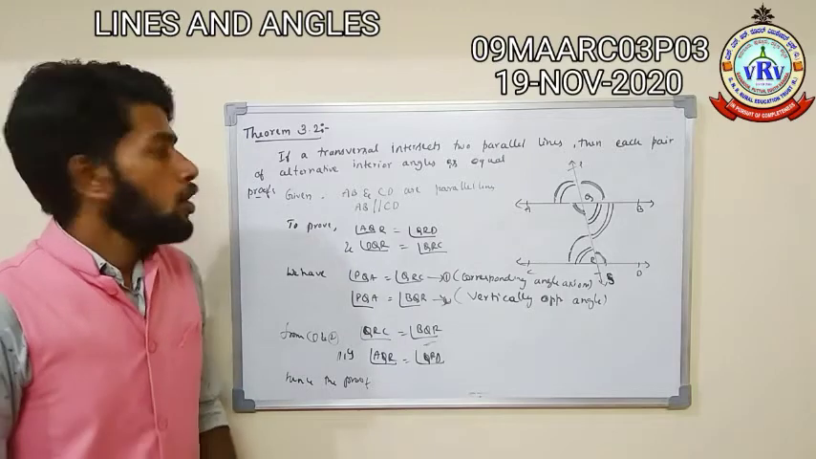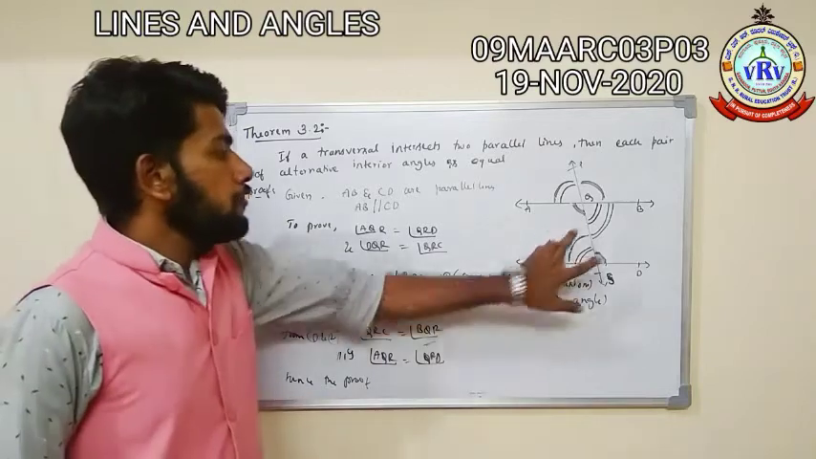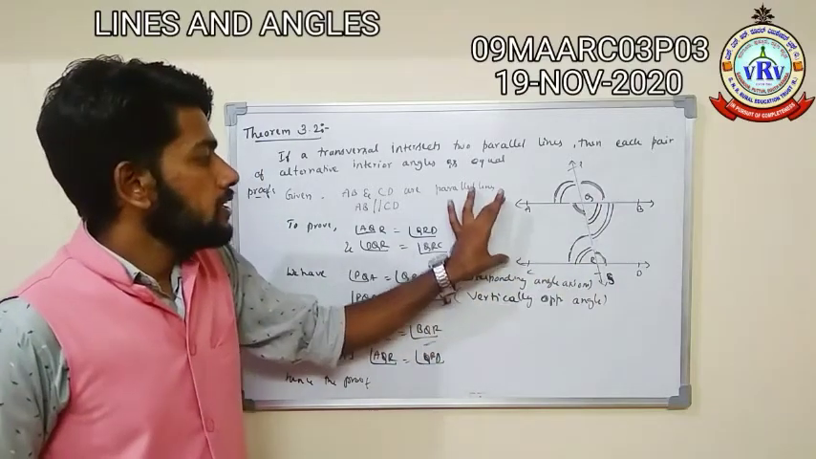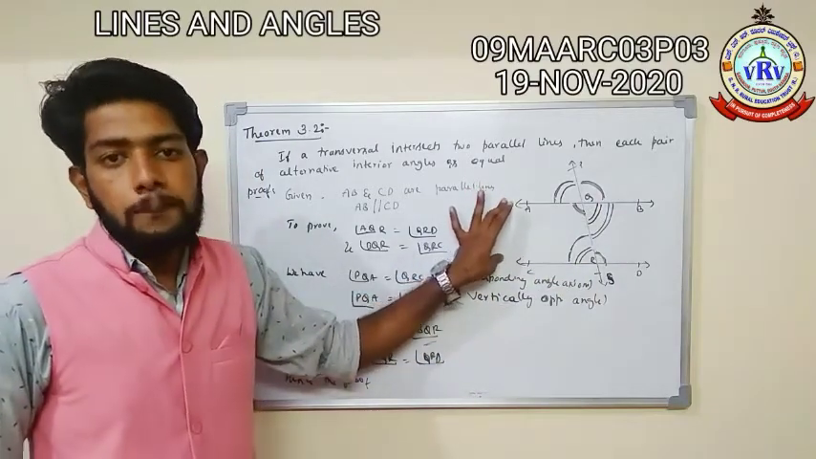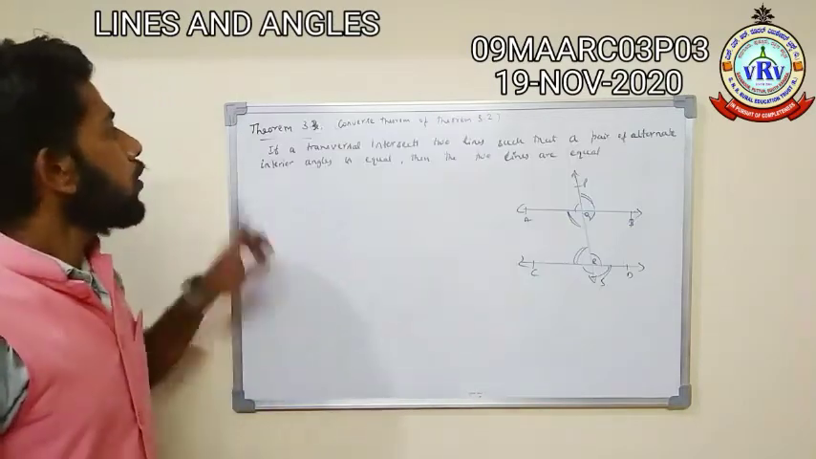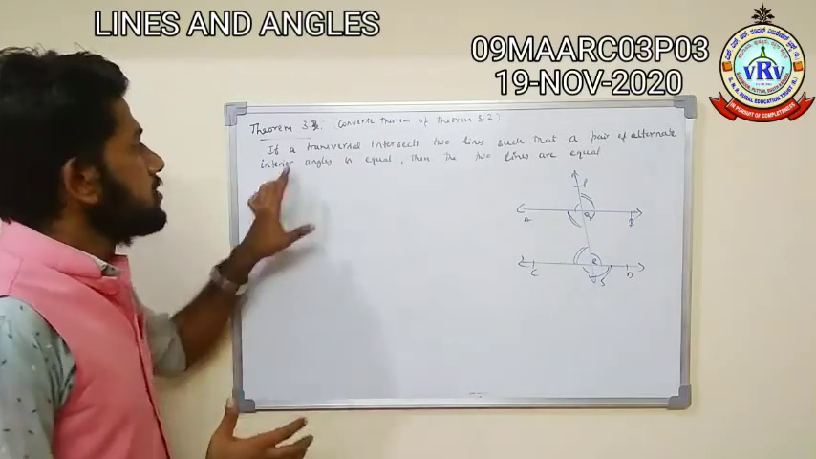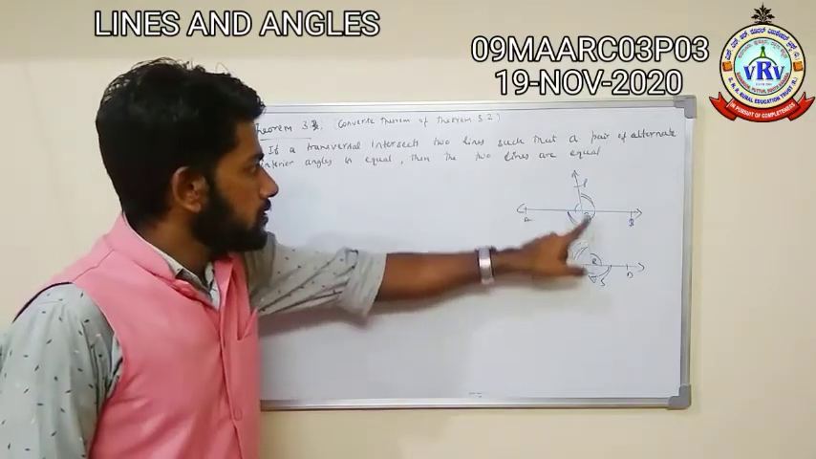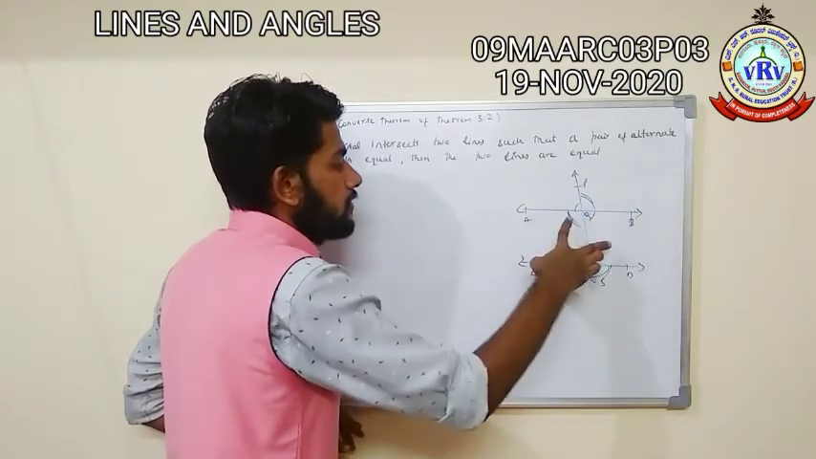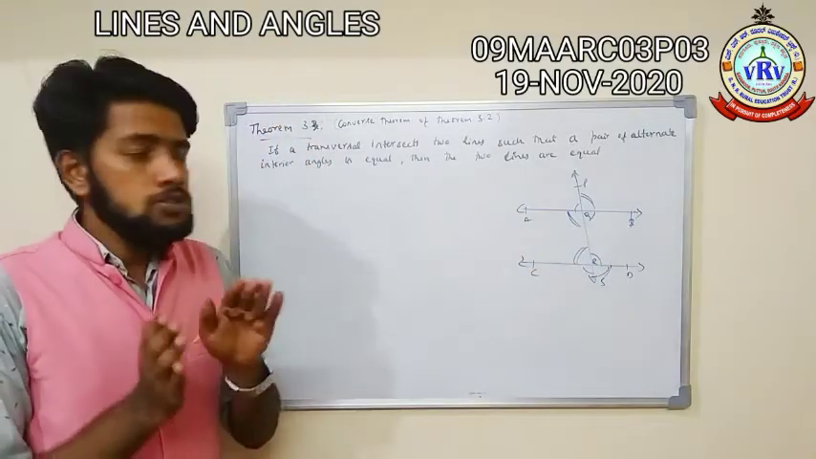The converse part of this theorem is nothing but theorem number 3.3, which tells us if alternate interior angles created by the transversal are the same, then the two given lines should be parallel. That we will prove in theorem number 3.3. Okay, this is the converse theorem of theorem number 3.2, theorem number 3.3. It tells us if a transversal intersects two lines such that alternate interior angles are the same, then these two lines are parallel. Please look at this statement.